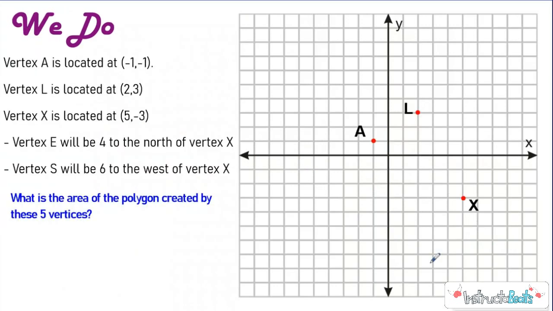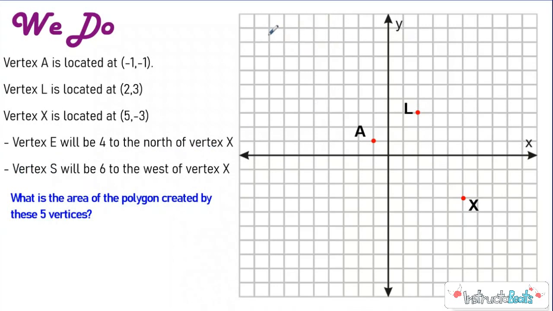All right, so here we have our we do problem, taking it to the next level. You should be doing this in your notes with me. If you don't have your notes, check out the link in the description of the video. But we are talking about finding the area of this polygon that's created by 5 vertices. So I have vertex A, L, and X, and then it gave me some directions. And again, I'm talking about north and west here.